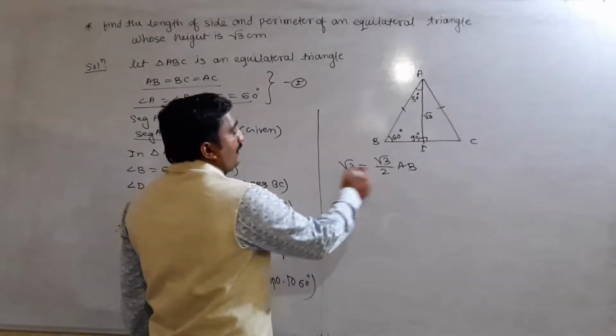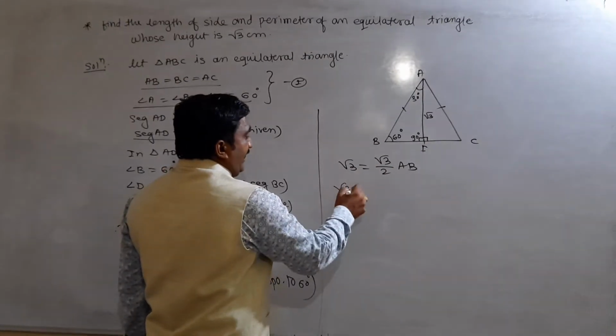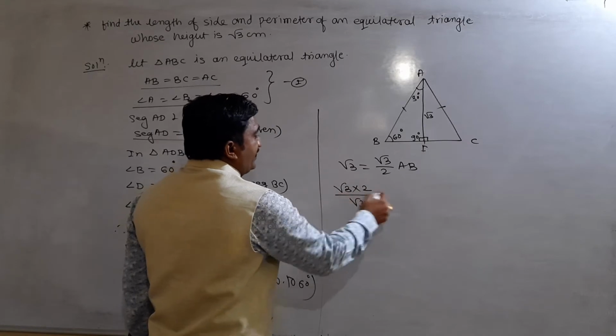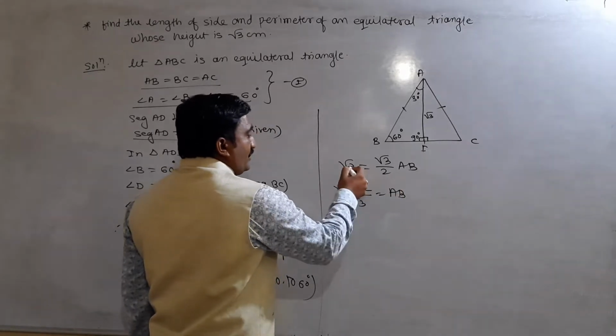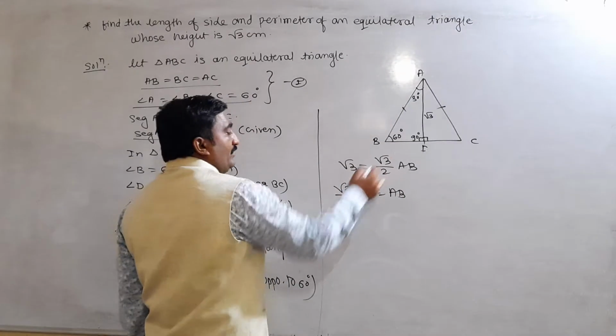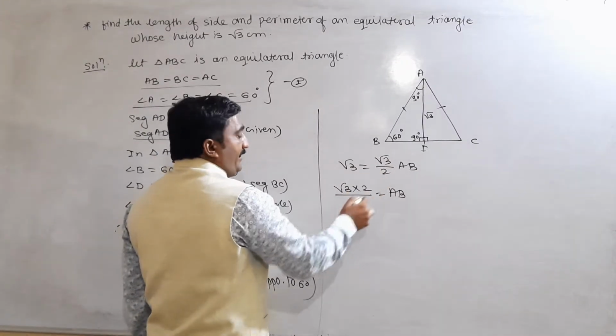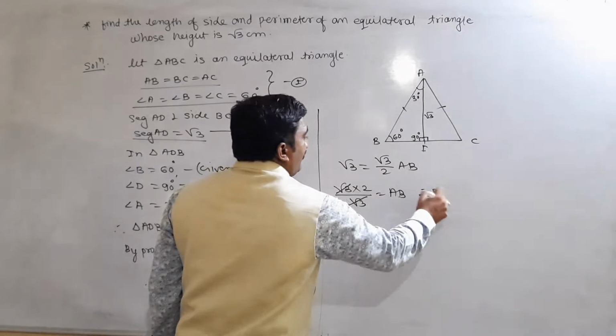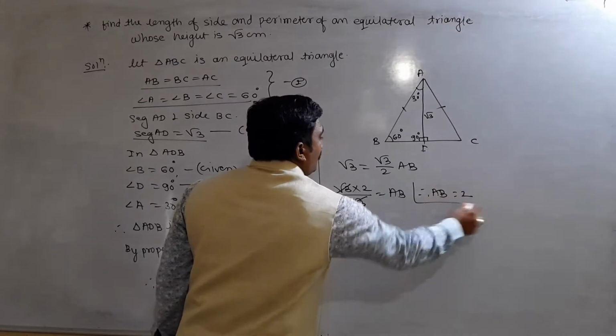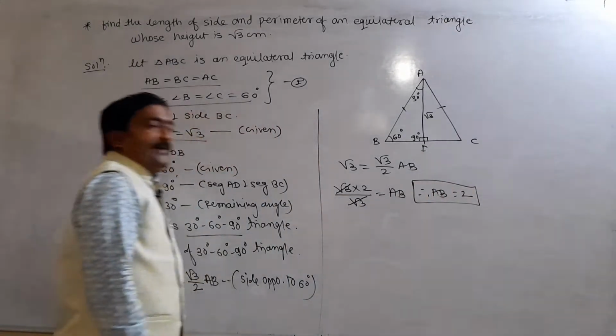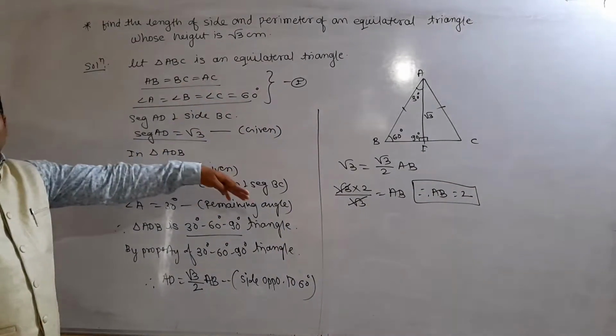Therefore, root 3 into 2 divided by root 3 is equal to AB. In the numerator we have 2, and in the denominator root 3 gets cancelled. AB is equal to 2. Therefore, the side of the equilateral triangle is 2.